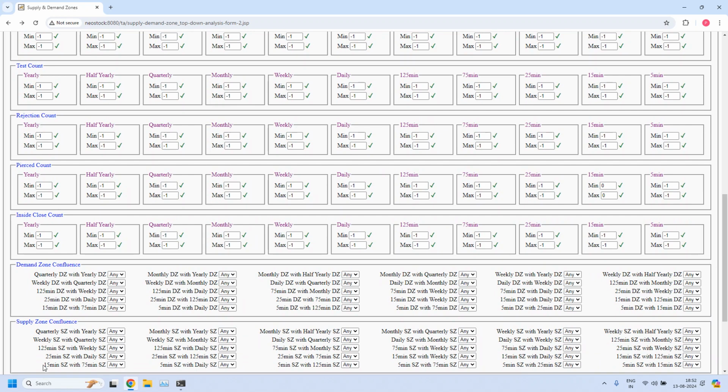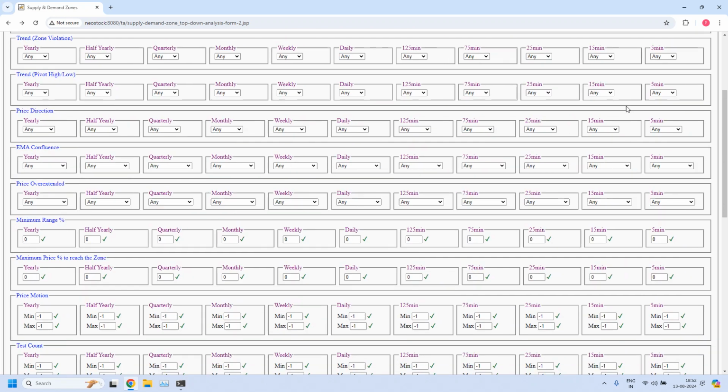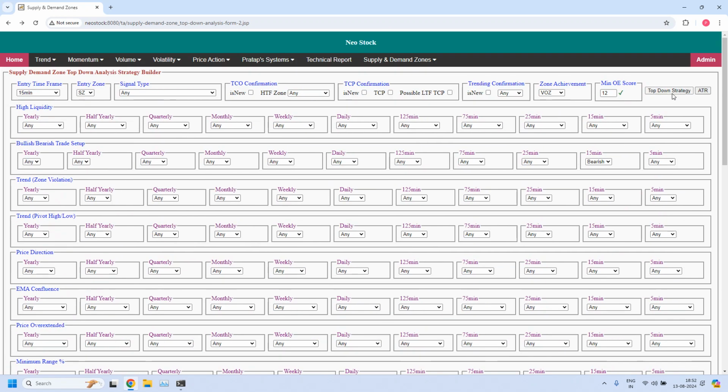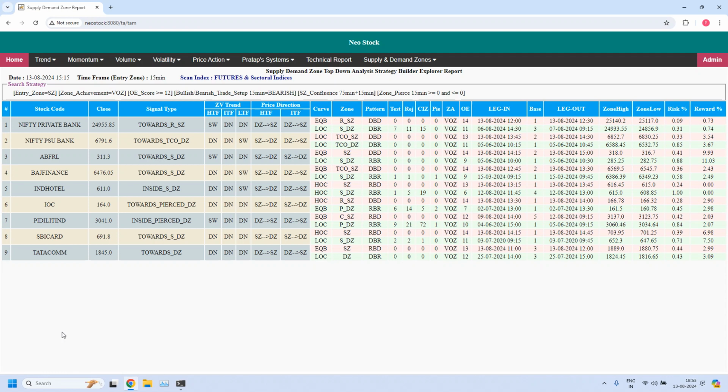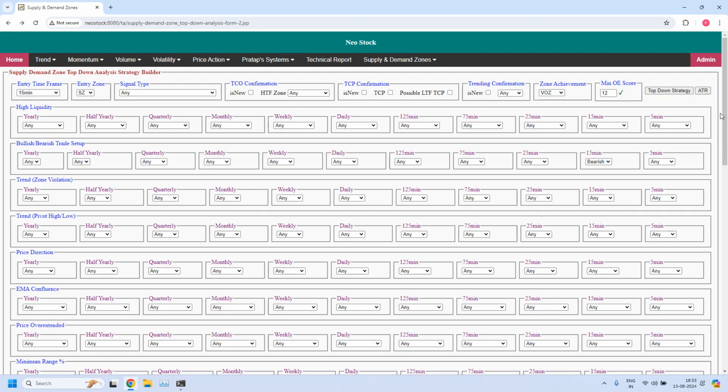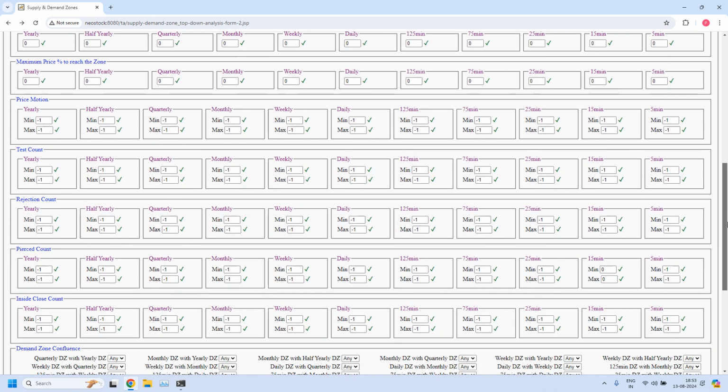So 15 minutes supply zone with 75 minutes supply zone, we enabled the option. Let's verify ITF confluence. So 9 stocks are filtered now. Again, from these 9, how many are having even HTF confluence? So let's do zone confluence once again. Supply zone confluence.